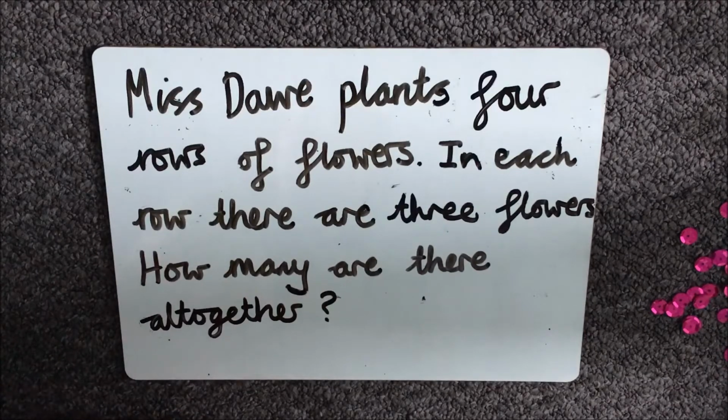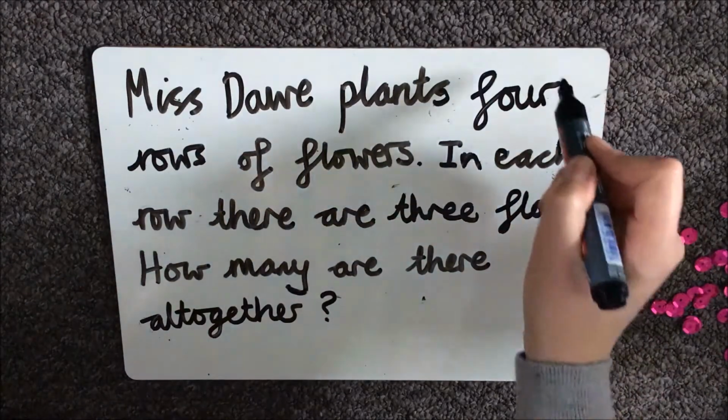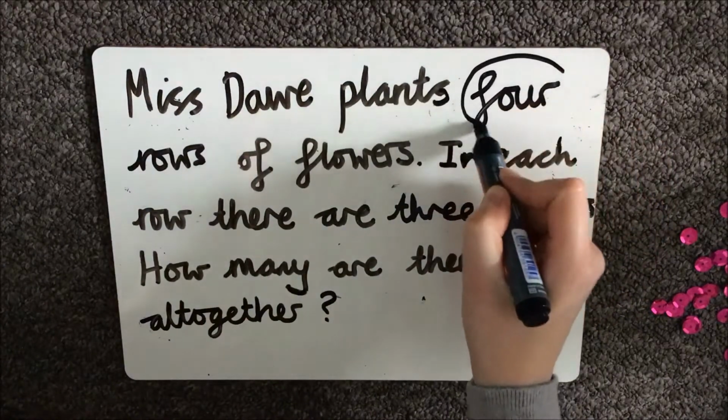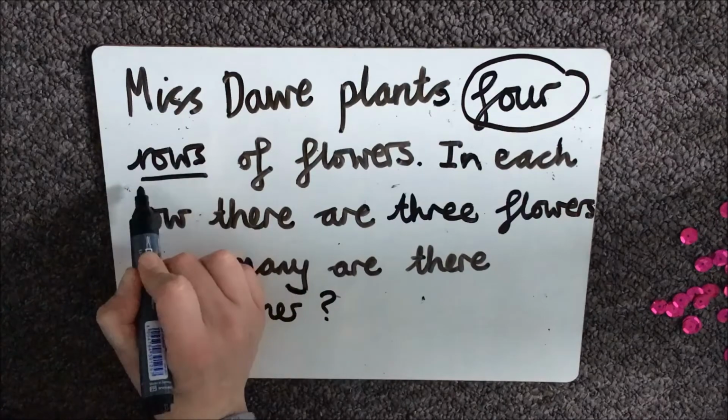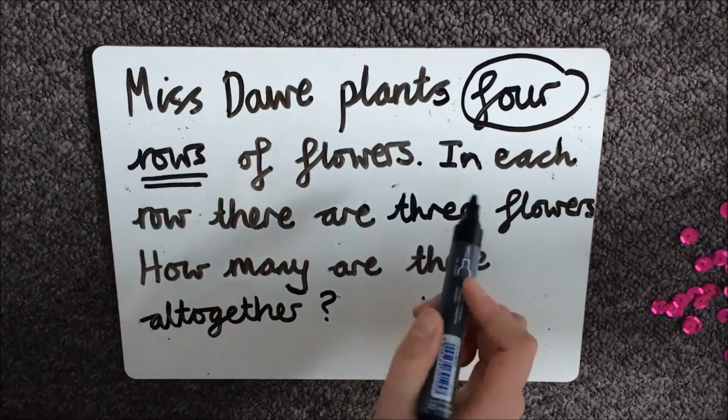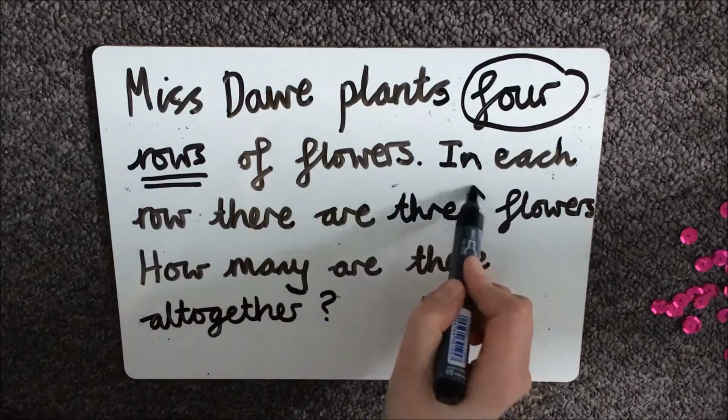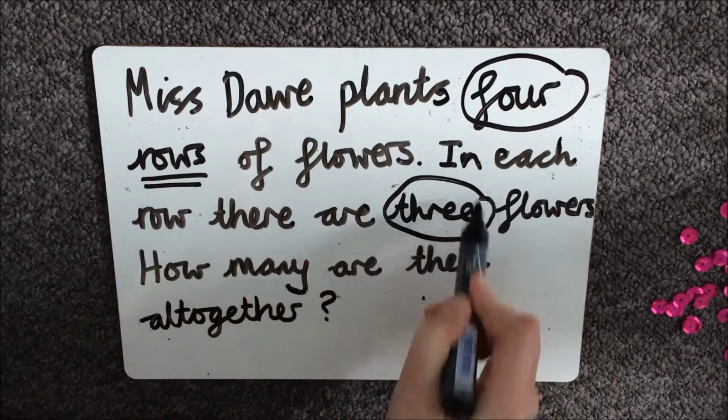Is it flowers? Does it matter that I'm trying to work out how many flowers? Not really. It could be lines of bananas. It could be lines of people. It could be lines of cakes. That's not really going to help us work it out. What is? That's right. The 4 is going to help us work it out. The 4 rows. We'll find out why rows are important in a minute. And that in each row there are 3 flowers.